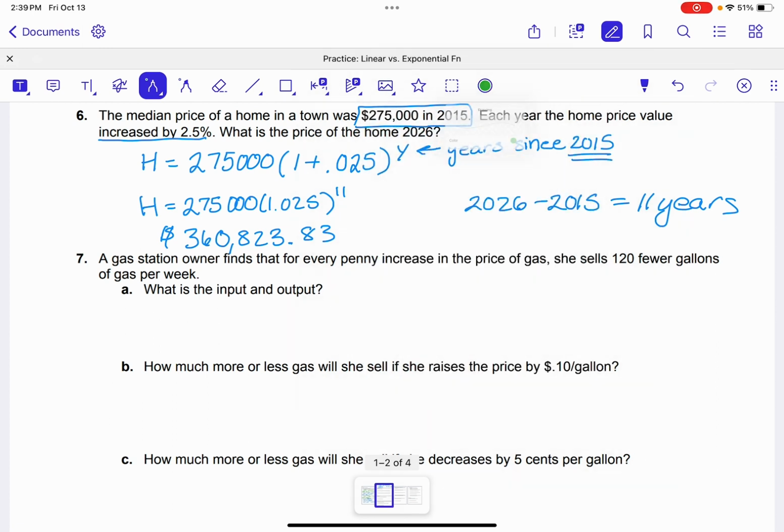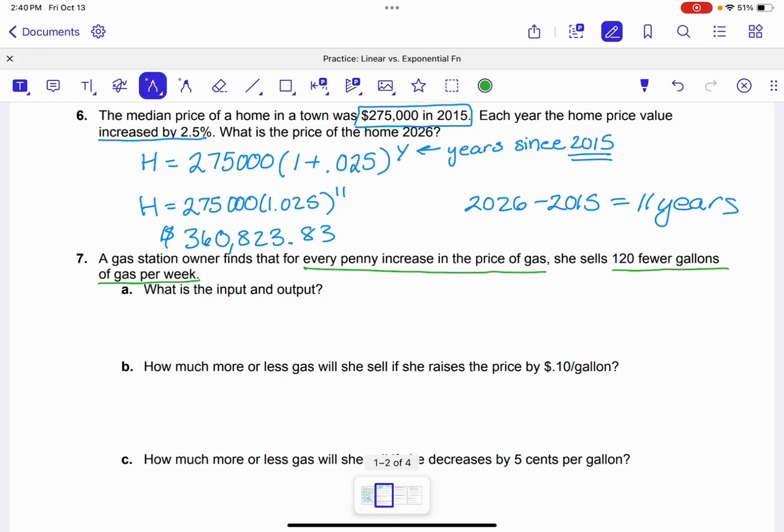Next problem. So a gas station owner finds that for every penny increase in the price of gas, she sells 120 fewer gallons of gas per week. Now, this is an interesting input-output situation because it's not quite as straightforward as we might want it to be. So if we think about it for a moment, when I think about inputs and outputs, I'm thinking about which causes which. And in this case, it's that increase in the price of gas that leads to a certain amount of gas being sold.